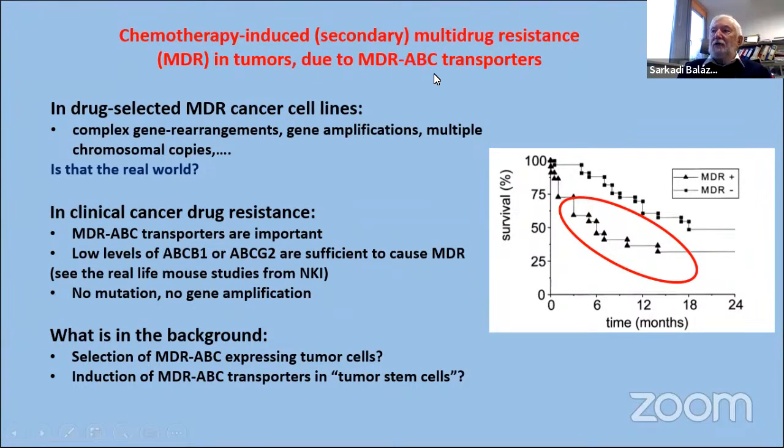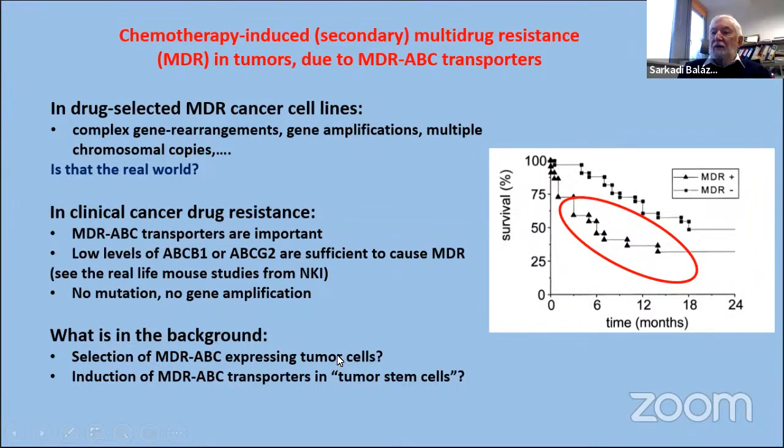it's interesting that during their discovery, in drug-selected cancer cell lines, there were complex gene rearrangements, gene amplifications, multiple chromosomal copies, but it has turned out that it's not the real world. It almost only occurs in the laboratory. In the clinical cancer drug resistance, the MDR ABC transporters are also important, but they have only low levels, either ABCB or ABCG2 transporters. Very low levels can cause already a drug resistance, and there is no mutation, no gene amplification in the clinical tumor samples. So what can be the background of this defense mechanism?